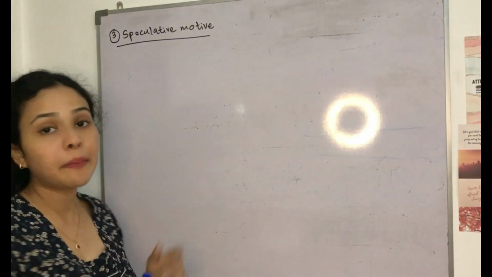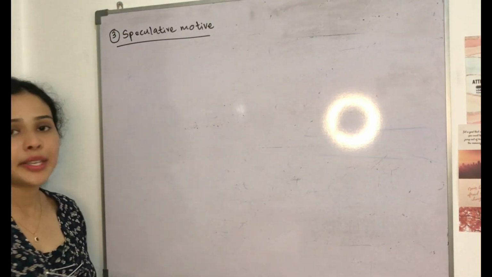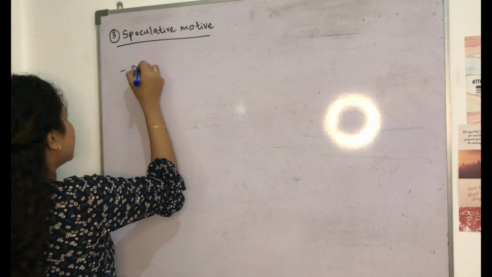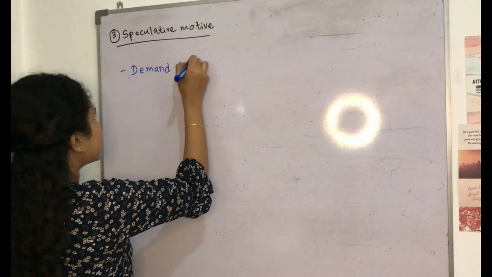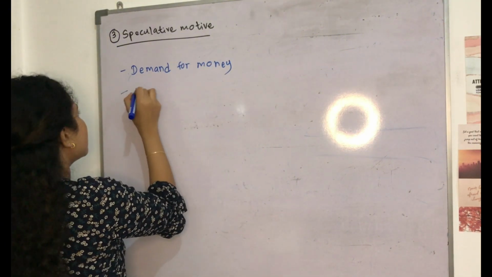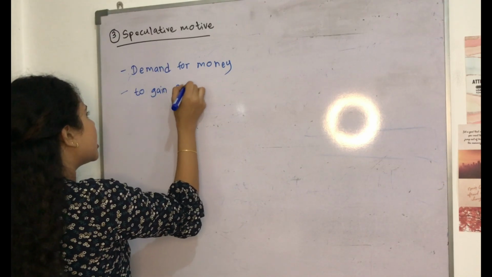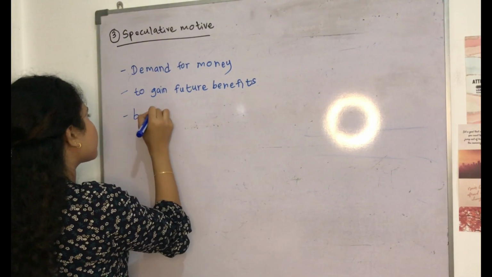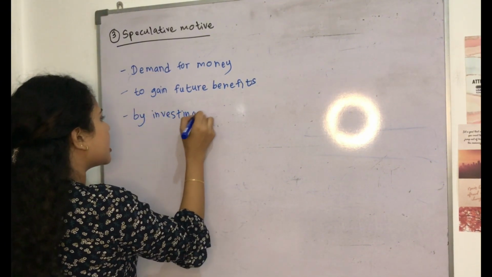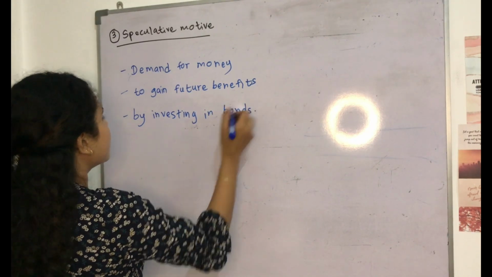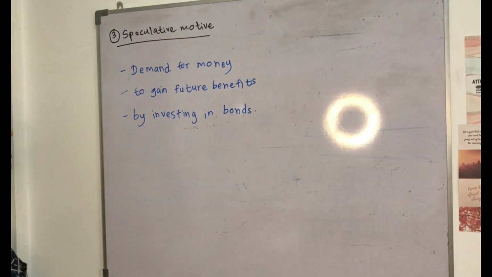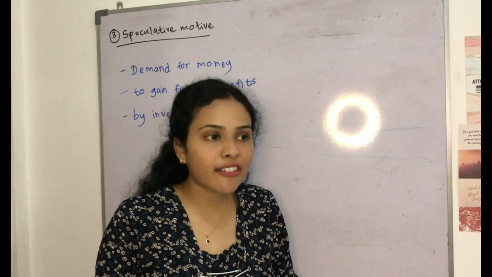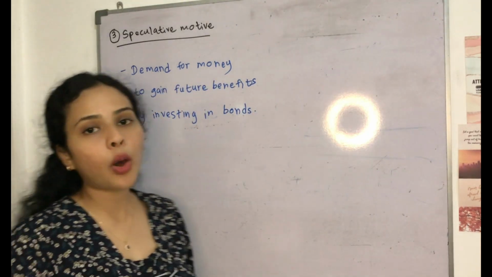The third reason behind why people demand money is speculative motive. Speculative motive means demand for money to gain future benefits by investing in bonds. Demand for money on speculative motive means demand for money to have benefits in future by investing in bonds.